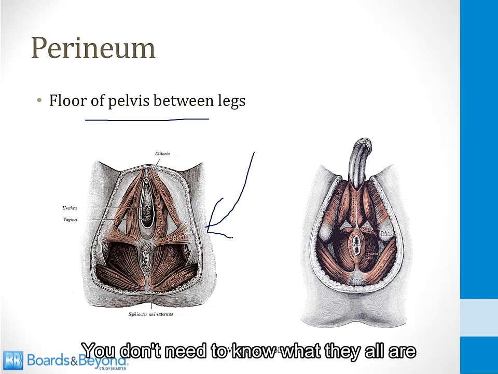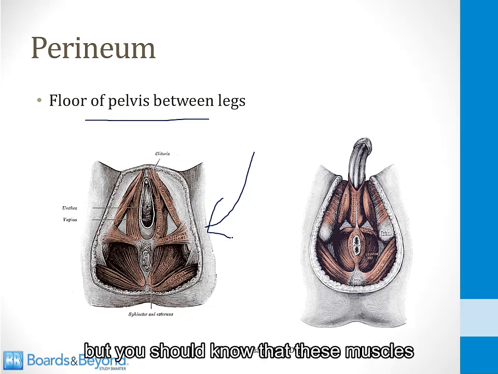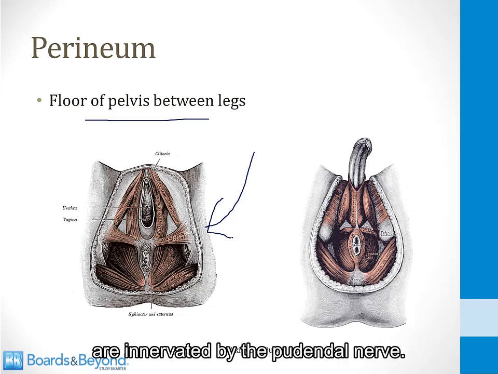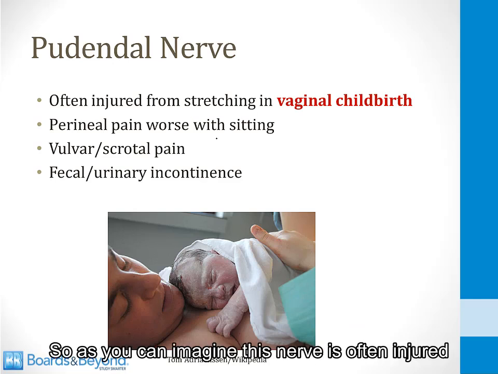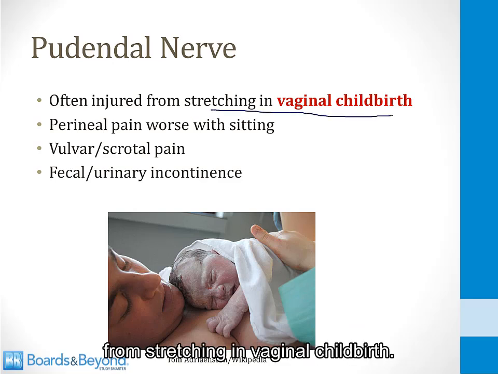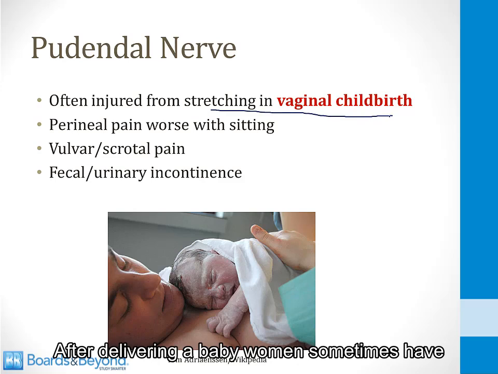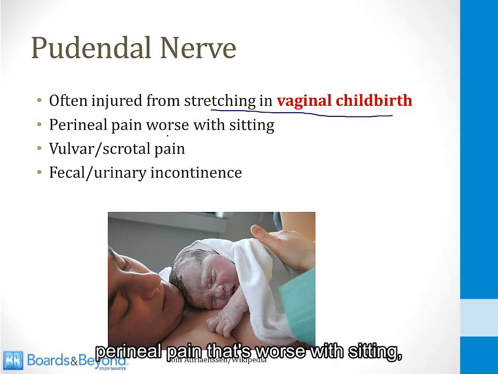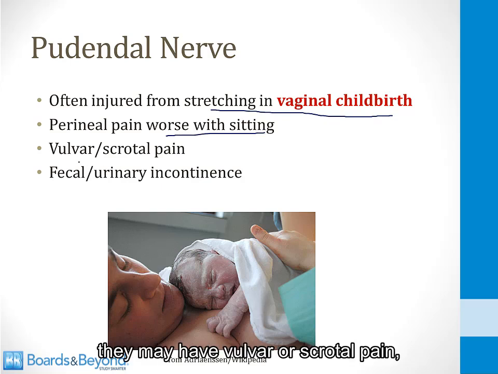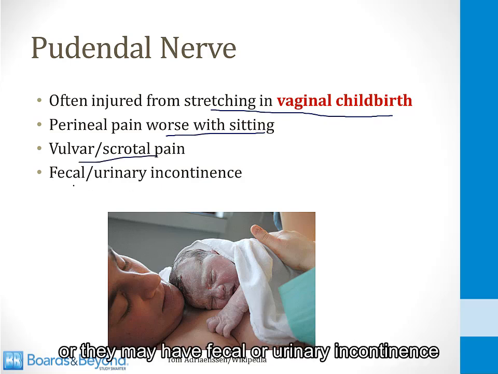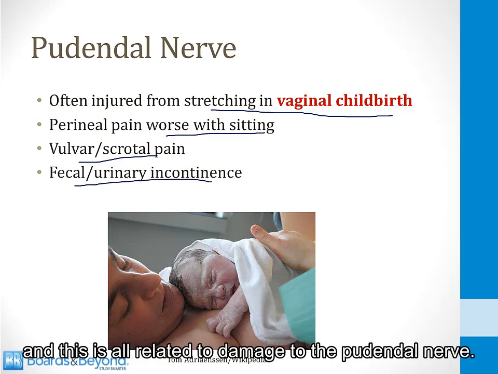You don't need to know what they all are, but you should know that these muscles are innervated by the pudendal nerve. So as you can imagine, this nerve is often injured from stretching in vaginal childbirth. After delivering a baby, women sometimes have perineal pain that's worse with sitting. They may have vulvar or scrotal pain, or they may have fecal or urinary incontinence, and this is all related to damage to the pudendal nerve.